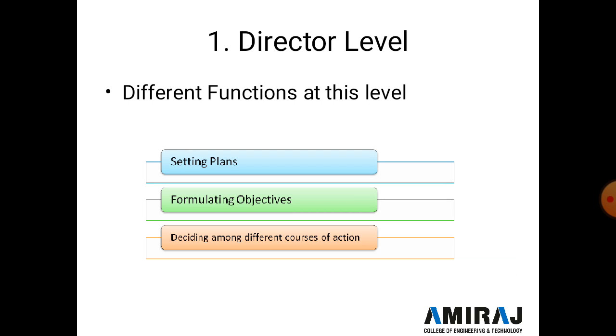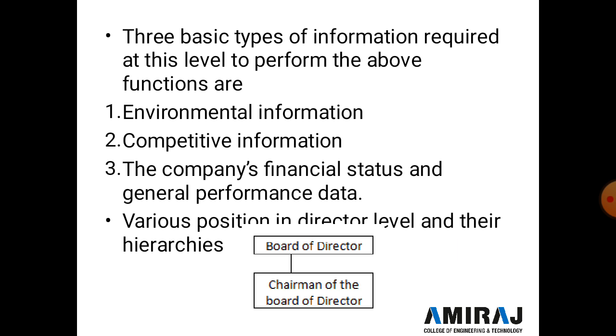We start with the director management level. The different functions at this level are setting plans, formulating an objective and deciding among different courses of action. These are the 3 main functions of the director level, and 3 basic types of information are required at this level to perform the above functions: first is environmental information, second is competitive information, and third is the company's financial status and general performance data. These 3 pieces of information are compulsory in a director level.